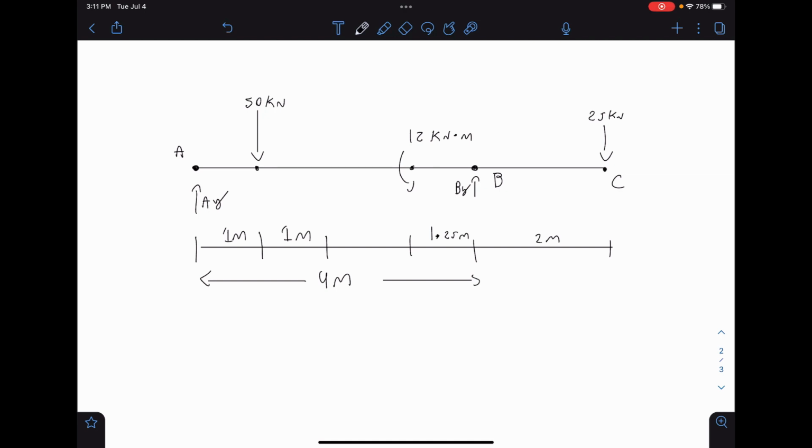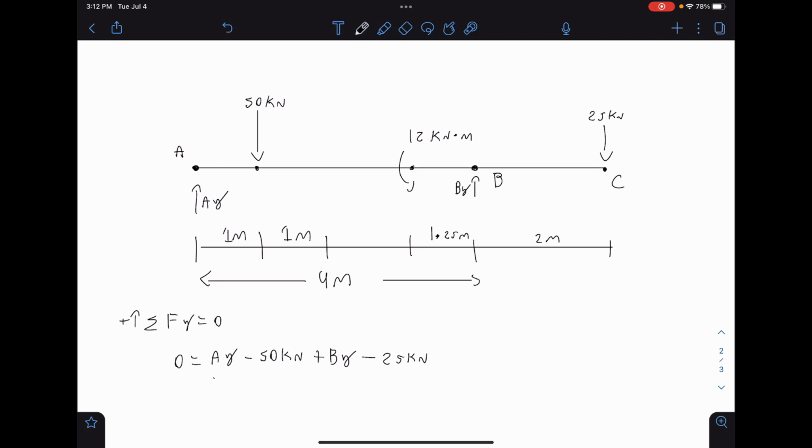So now we do the sum of y forces. Say up is positive, and we have 0 is equal to, so we have AY minus the 50 kilonewton resultant force from our distributive loading. Okay, that's a moment, so we don't care about that. It's not a force. And we have BY, so plus BY, and then minus 25 from this point load at the end of our beam here. So we've run into an issue.